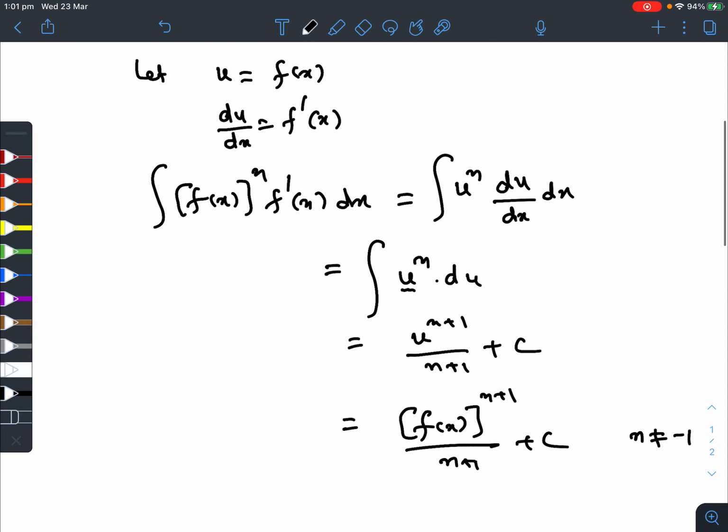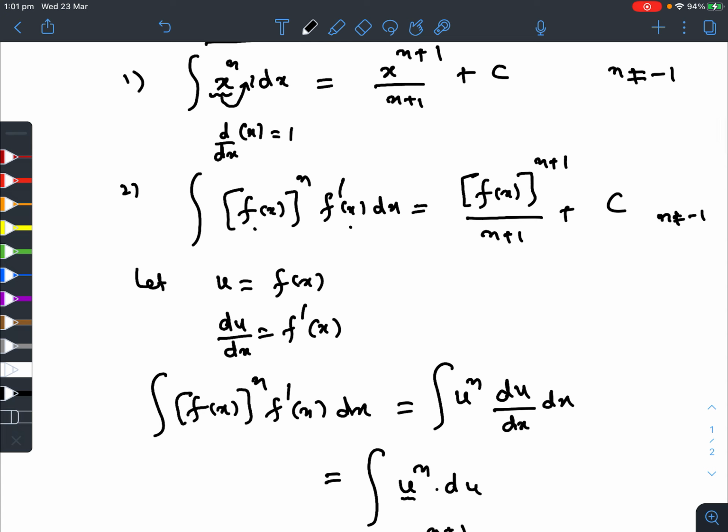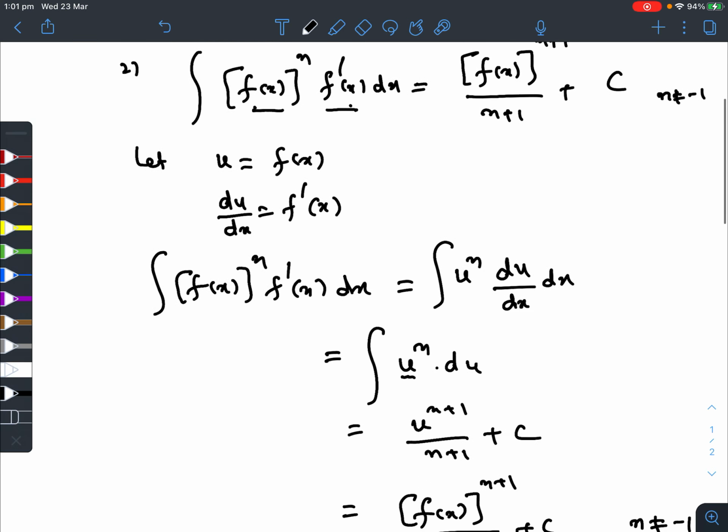So that's the general expression we can implement in terms of the power n. You need to remember, if you have a function to the power n and its derivative is next to it, then you can apply this formulation directly, or you can simplify it by using substitution as we have done over here.